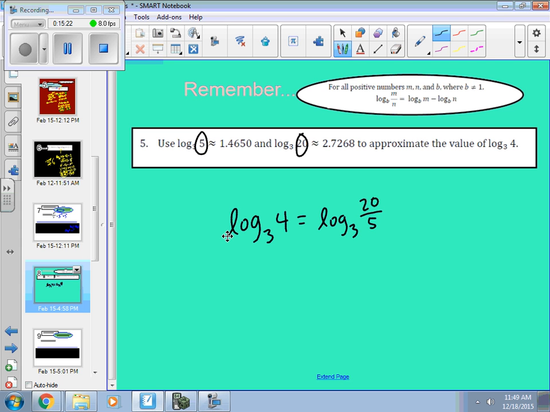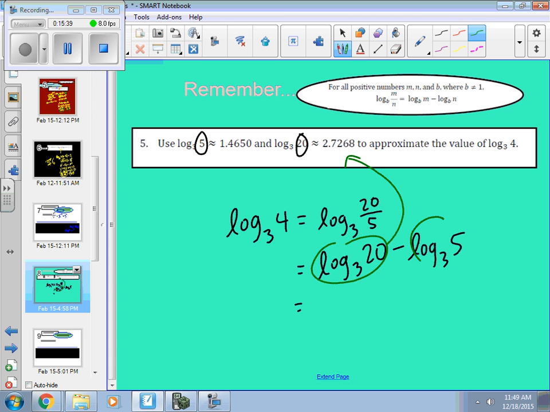Okay, so using log properties, that means if we have division, this is the same as log base 3 of 20 minus log base 3 of 5. Well, if we put the approximations in there, this one they tell us is approximately that. This one they tell us is approximately that. So let's put the approximations in.